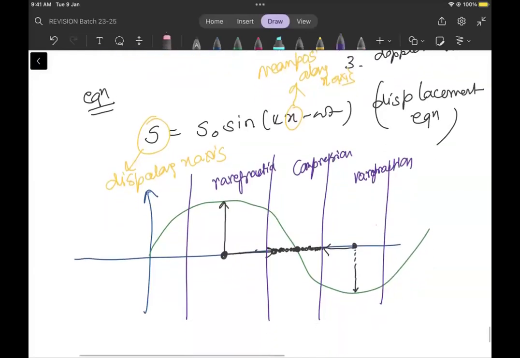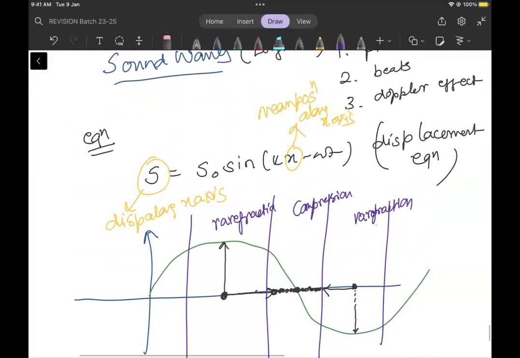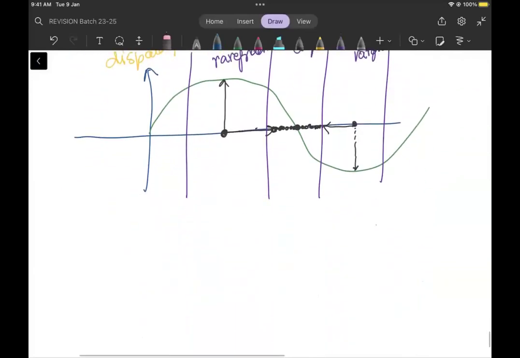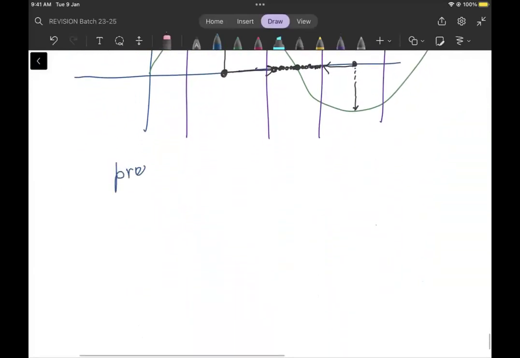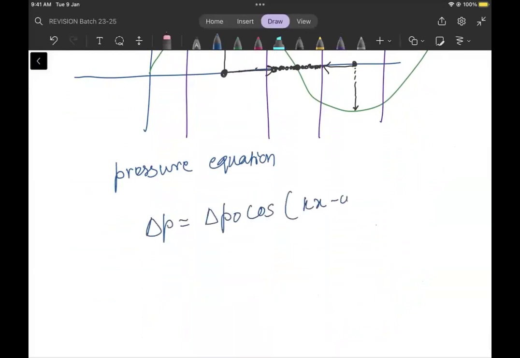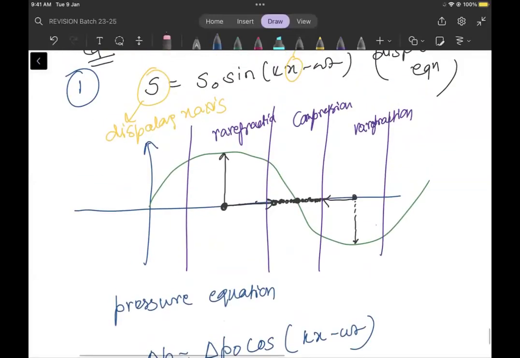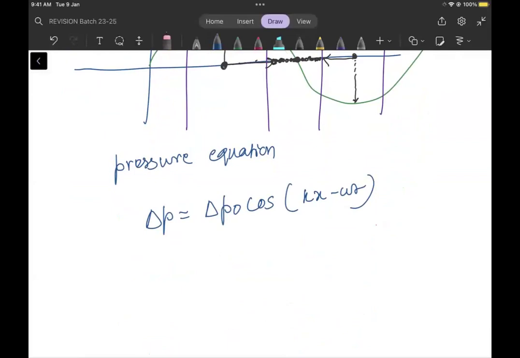But ये displacement equation अच्छा नहीं है. This is not something that we will be comfortable with. So we replace this by the pressure equation. Pressure equation is delta P is equal to delta P naught cos kx minus omega t. मैंने यहाँ पे sin लिखा है तो यहाँ पे cos लिखा है. क्यों लिखा है cos? Because ये pi by 2 out of phase of displacement wave equation.